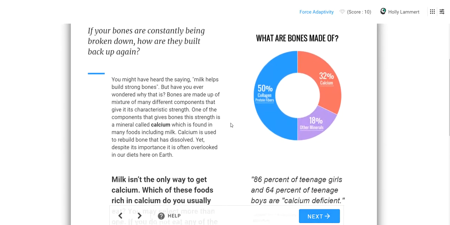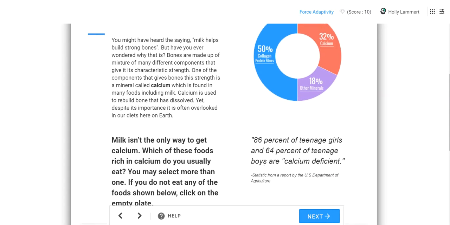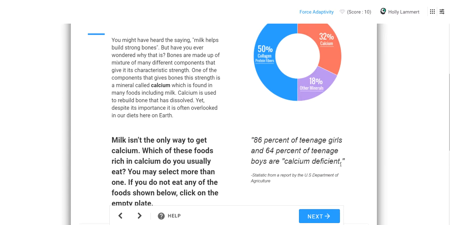What are bones made of? If your bones are constantly being broken down, how are they built back up again? So 50% is collagen fibers, 32% is calcium, and 18% is other minerals. And here it says 86% of teenage girls and 64% of teenage boys are calcium deficient.